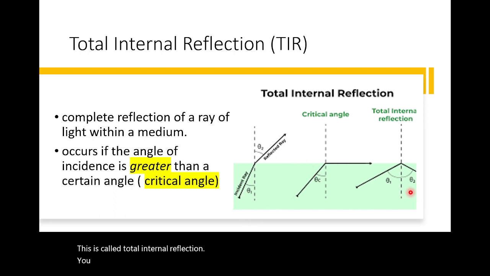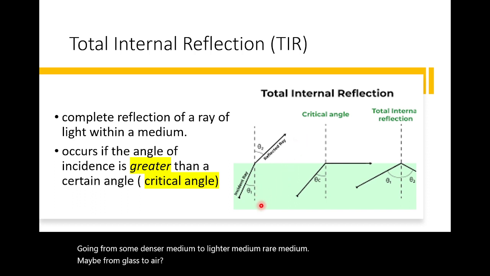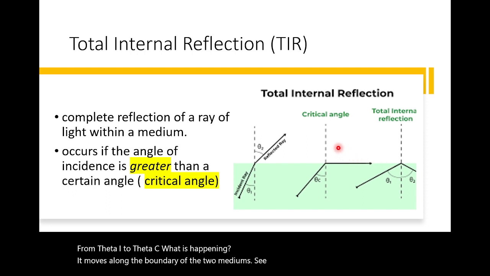You see in these three pictures, the ray is going from a denser medium to a lighter, rarer medium, maybe from glass to air. So you see we increase the angle of incidence here, from theta i to theta c. What is happening? It moves along the boundary of the two mediums. It means the angle of refraction is 90 degrees.